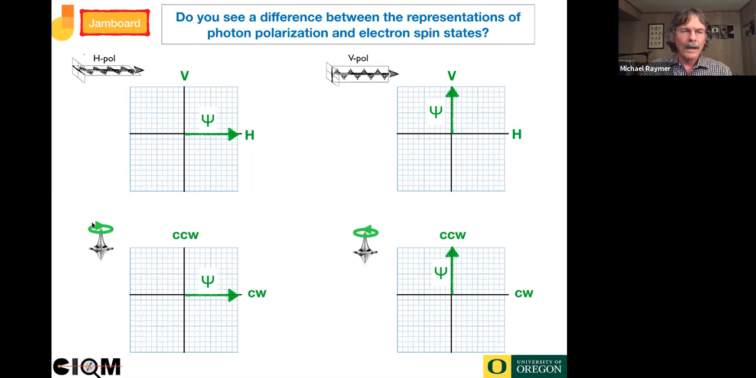We're now going to represent a clockwise spinning electron with a state arrow that points in this, I'm not going to call it direction because it's not a physical direction. It's a state arrow that points towards the label CW, clockwise. And if I have a counterclockwise spinning electron, I'm going to represent that by a state arrow that points towards the label counterclockwise.